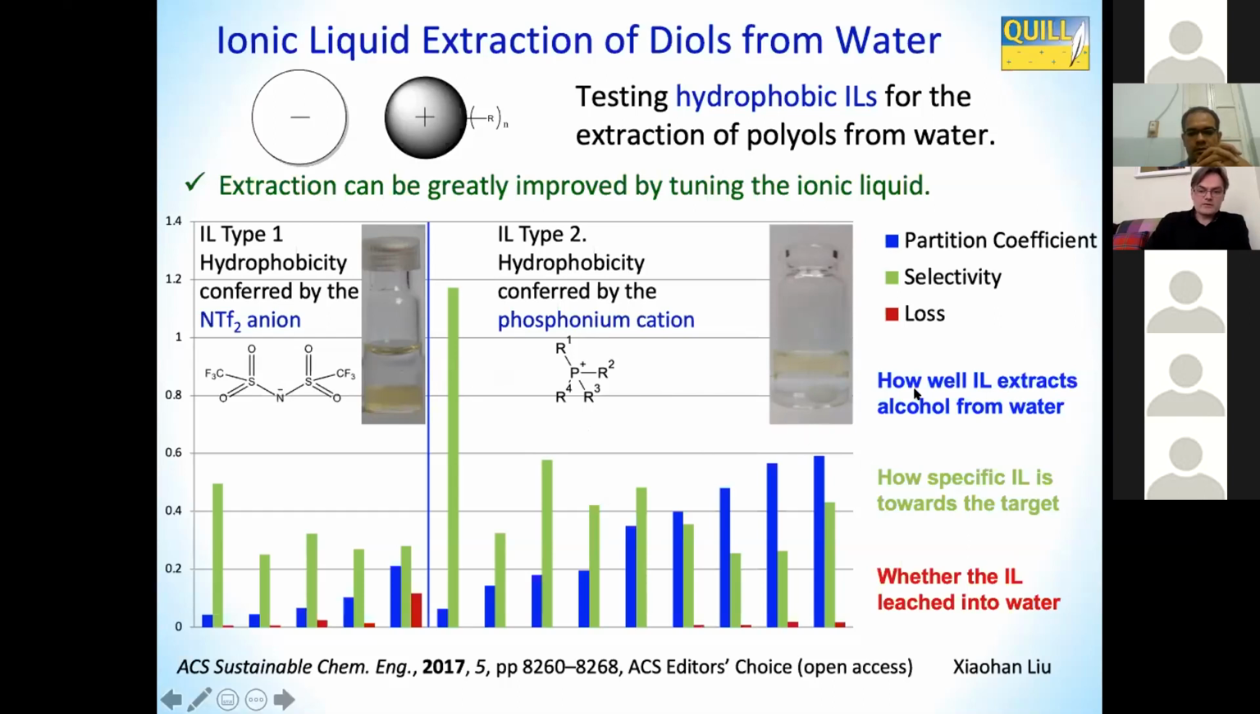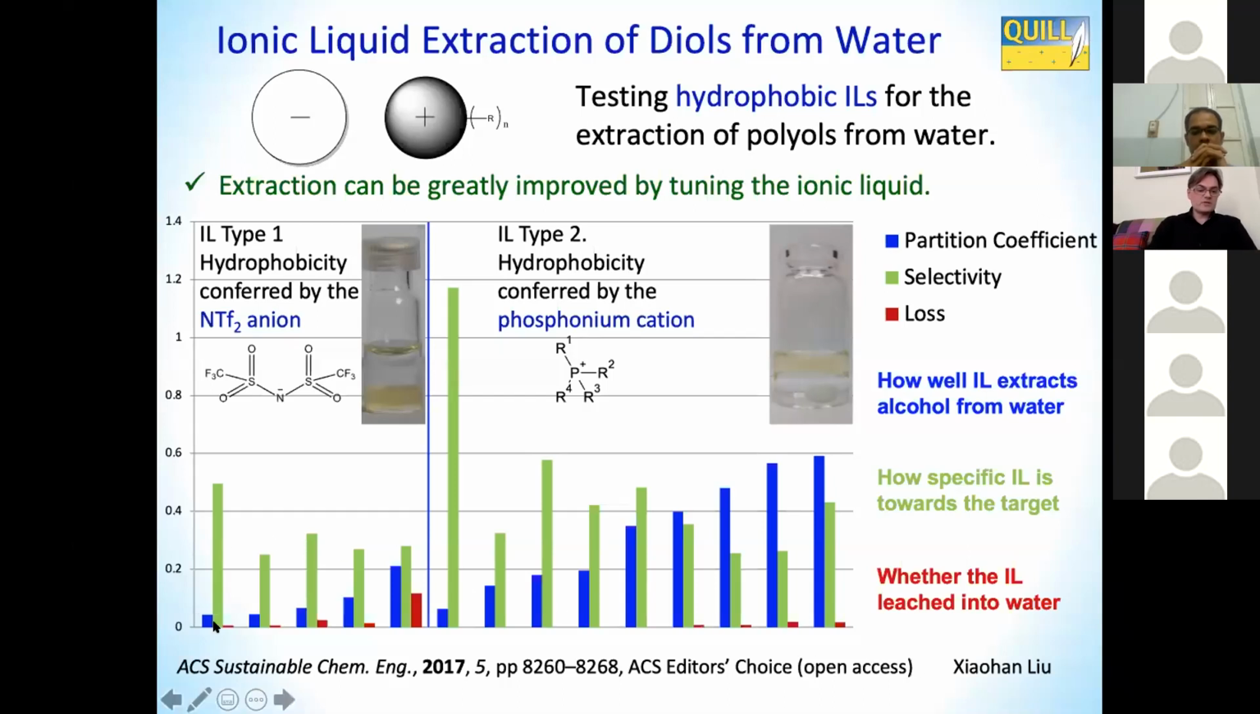So what we looked at was three different criteria: how well the alcohol was extracted, how specific the ionic liquid was for removing the target diol, and thirdly, and in some ways most importantly, whether the ionic liquid leached into water. Because in the economics of aqueous processes, and in particular whole cell biocatalysis, where you use a lot of water, the water cleanup is absolutely key to the overall economics. So that means if we're dirty in water, we're costing ourselves a lot of money. So we have to try and avoid this water solubility at all costs.